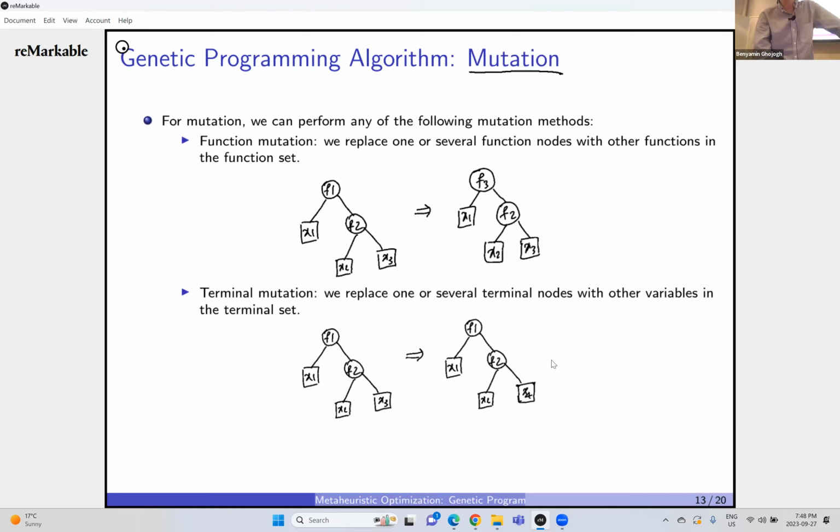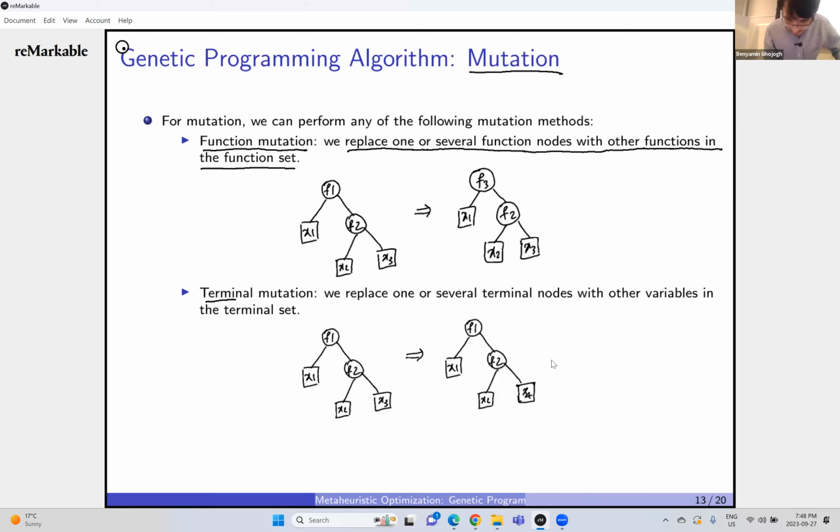Okay, so mutation. We have various ways to do mutation. Function mutation: we replace one or several function nodes with other functions in the function set randomly. So consider some of the function nodes, which are not terminal nodes, and randomly replace them with one of the operator functions. Of course, you always consider the semantic rules. You shouldn't replace division by cosine, because division gets 2 inputs, cosine gets 1 input. You are careful about that.